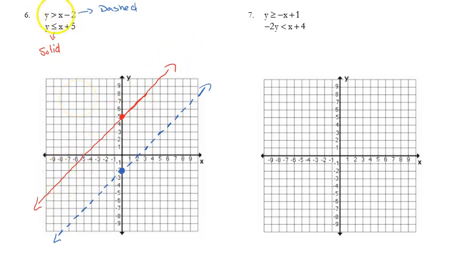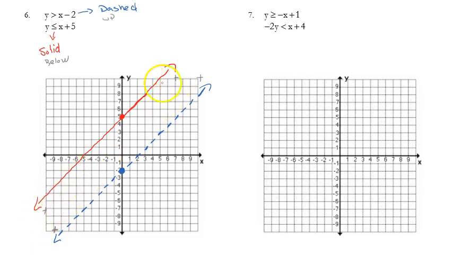Now, the shading. This is a greater than. So for the dashed line, I am going to shade up. So I'll go up above those arrows. For the solid line, it's a less than. I shade below. So I'll go to those arrows and put my plus sign below.